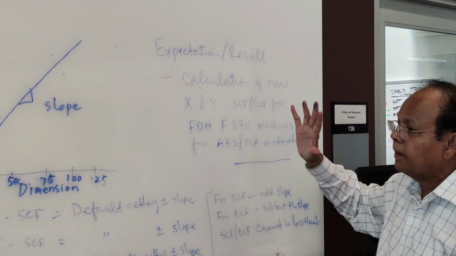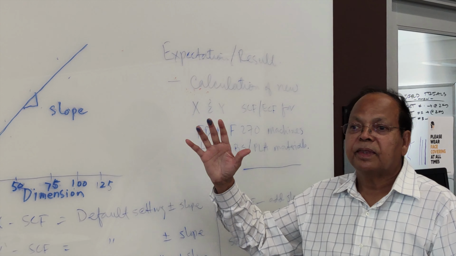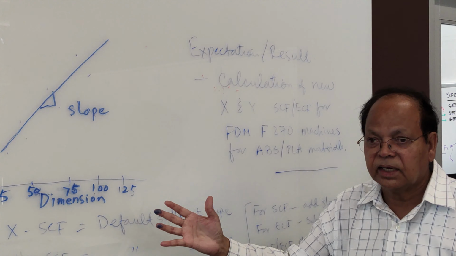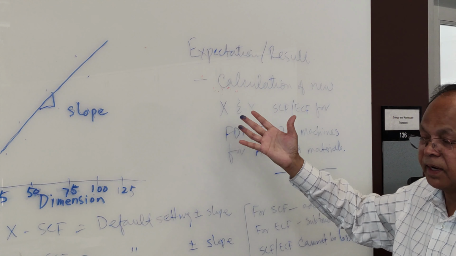Remember, this machine is sent to us with a default setting. The manufacturer already knows that things shrink in real life or expand in real life. So they have put a factor. In the old days, things used to shrink most of the time. So the main emphasis was on the shrinkage. So how do you find the new shrinkage factor?